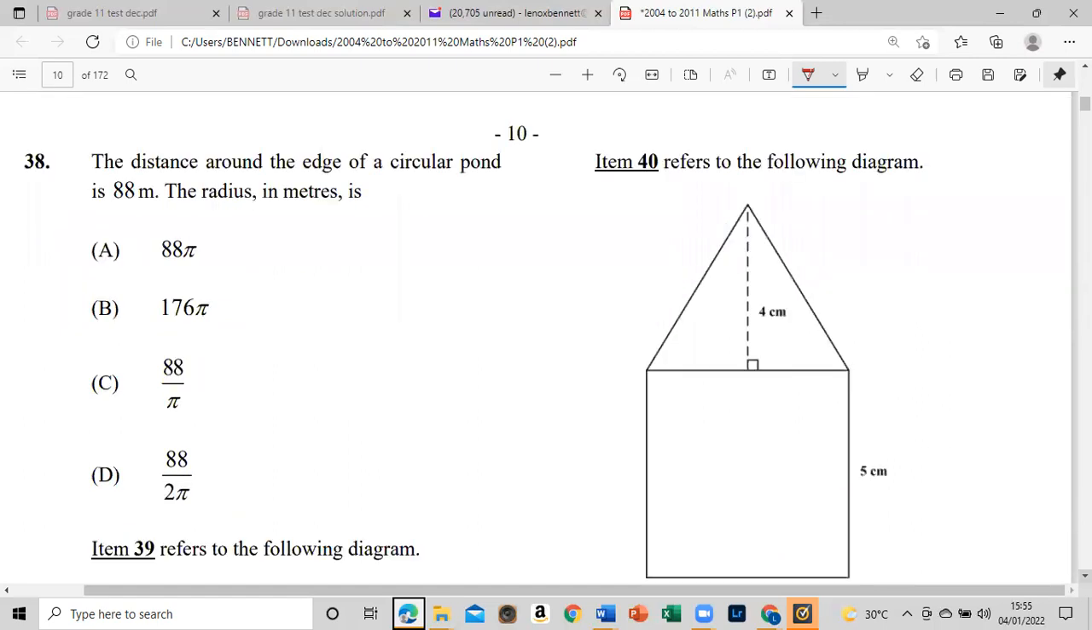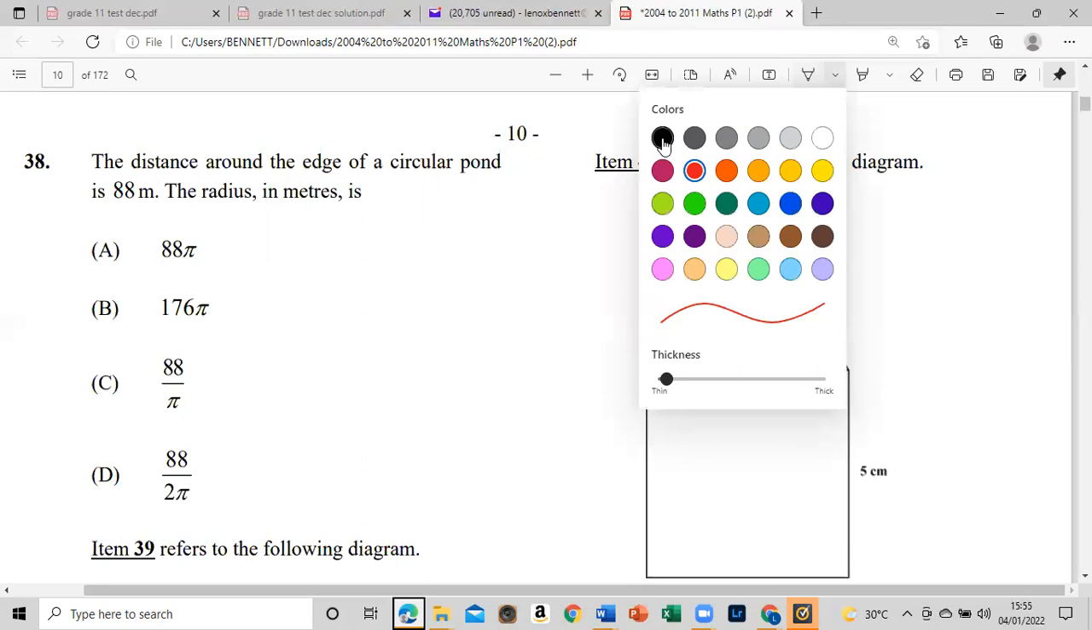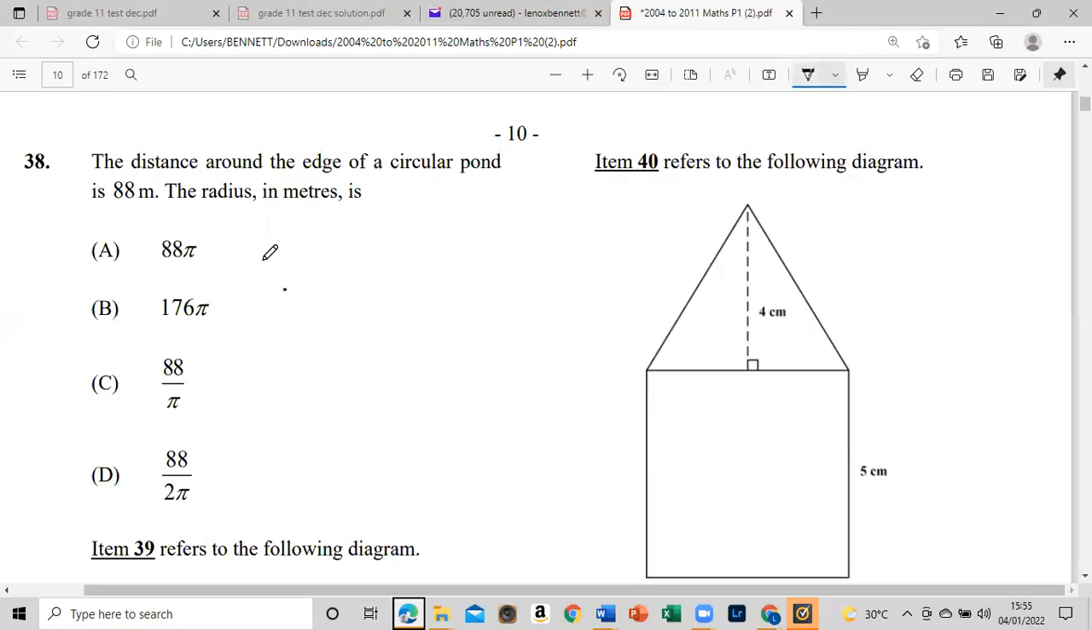Move on to 38. The distance around the edge of a circular pond is 88 meters. The radius is how many meters? Alright, so they don't want us to work out pi. So basically it's a circle, and it's a distance, so that means circumference. So that's 2 pi r, and we don't want to work out the pi, as the other answers have pi. So this works out to 88.